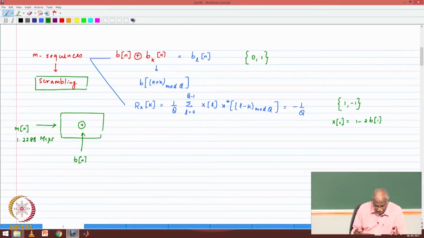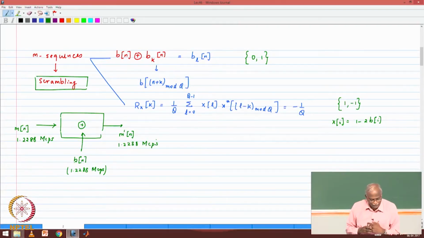So it is again in the binary form. This is also at 1.2288 megachips per second, and out comes a modified sequence, which is also at the same rate. So we can make the following statement: scrambling is a bit level operation. You input one bit, you get another bit.